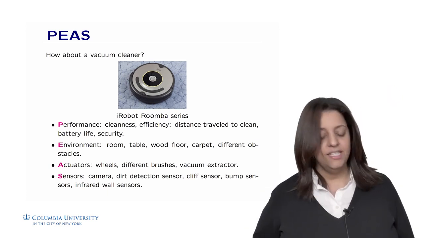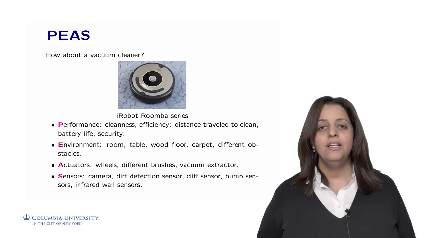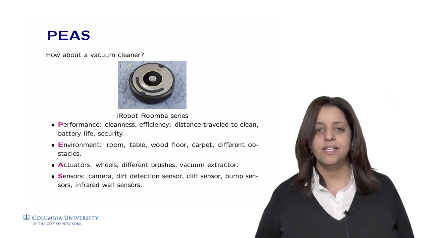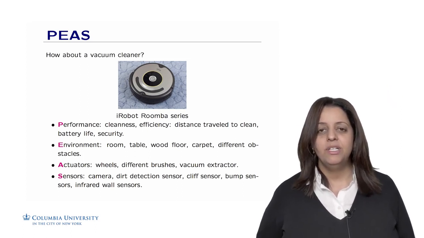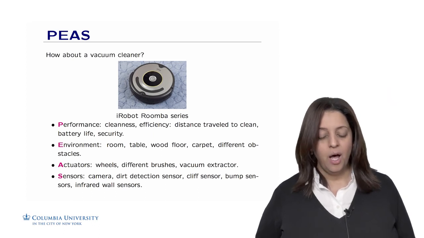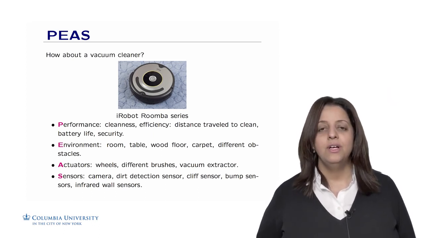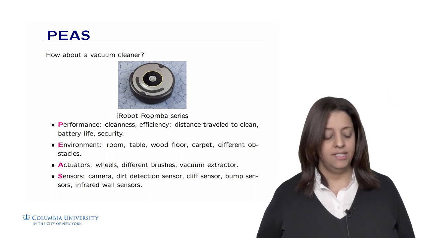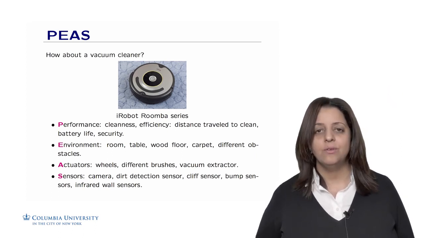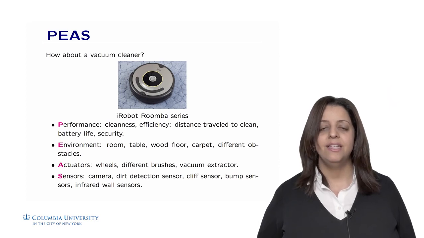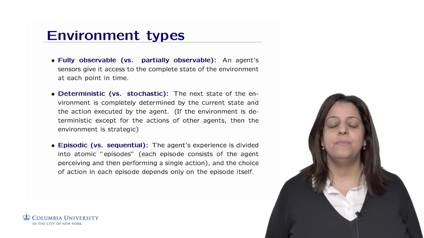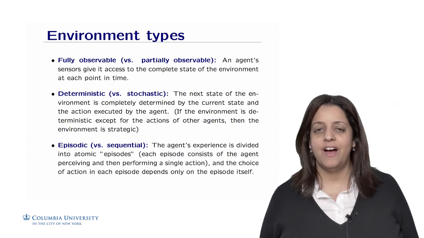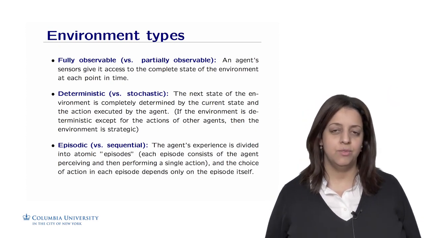Finally, the sensors include a camera, a dirt detection sensor, a cliff sensor so the vacuum cleaner doesn't go down the stairs, the bump sensor that allows the vacuum not to bump into all of your furniture, and finally an infrared wall sensor that allows it to detect the size and the limits of the room. So we have seen 2 examples of agents with 2 examples of environment, the street and the room.